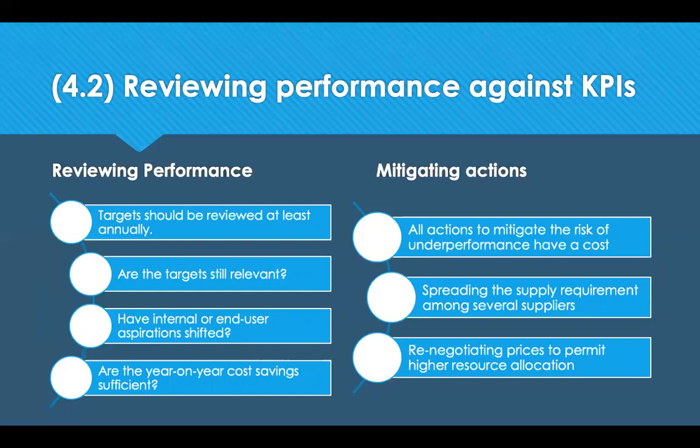Mitigating actions are any action you take to try and mitigate the risk of underperformance, because they generally have a cost. Those costs would be things like holding more stock to guard against delivery delays, which results in increased warehouse costs, spreading the supply requirements among several suppliers so that the impact of one underperforming supplier can be offset by transferring the orders to a better claim for costs.